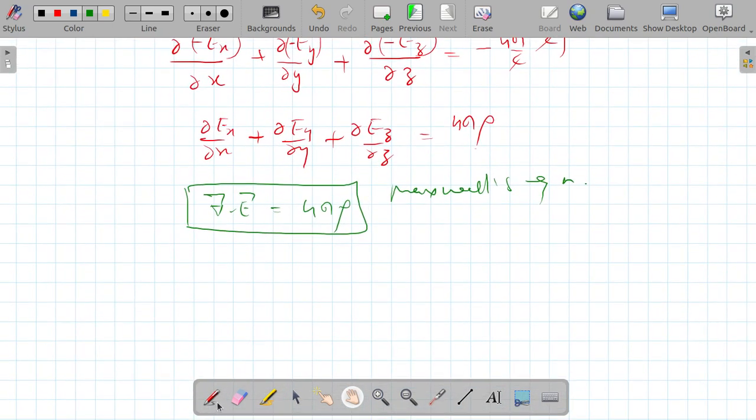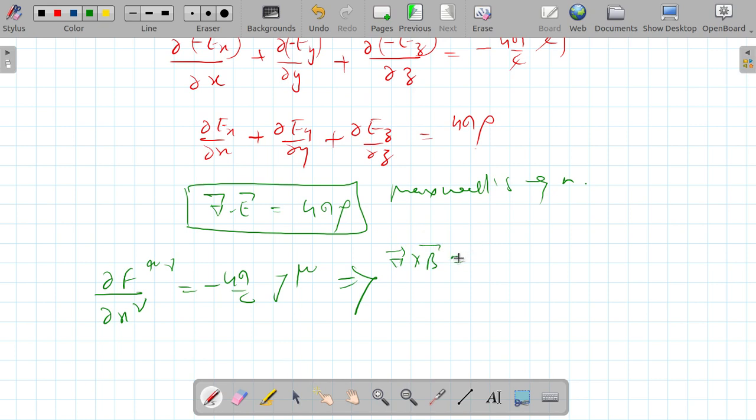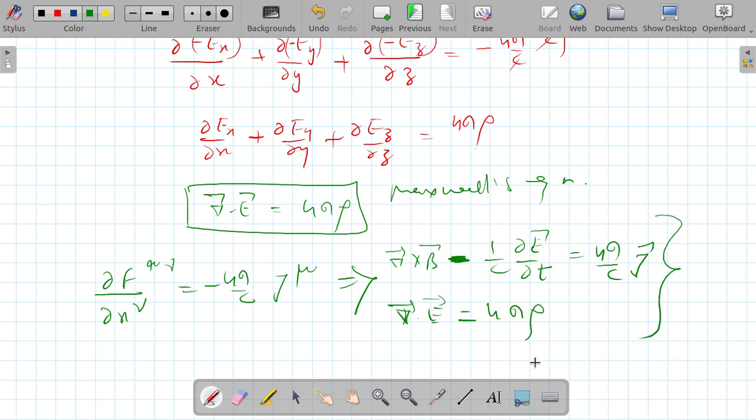So in other words, I can say that ∂F^{μν}/∂x^ν is −4π/c J^ν. This leads to two equations, that is ∇×B − 1/c ∂E/∂t is equal to 4π/c J vector, and ∇·E is equal to 4πρ. So these are the two inhomogeneous Maxwell's equations.